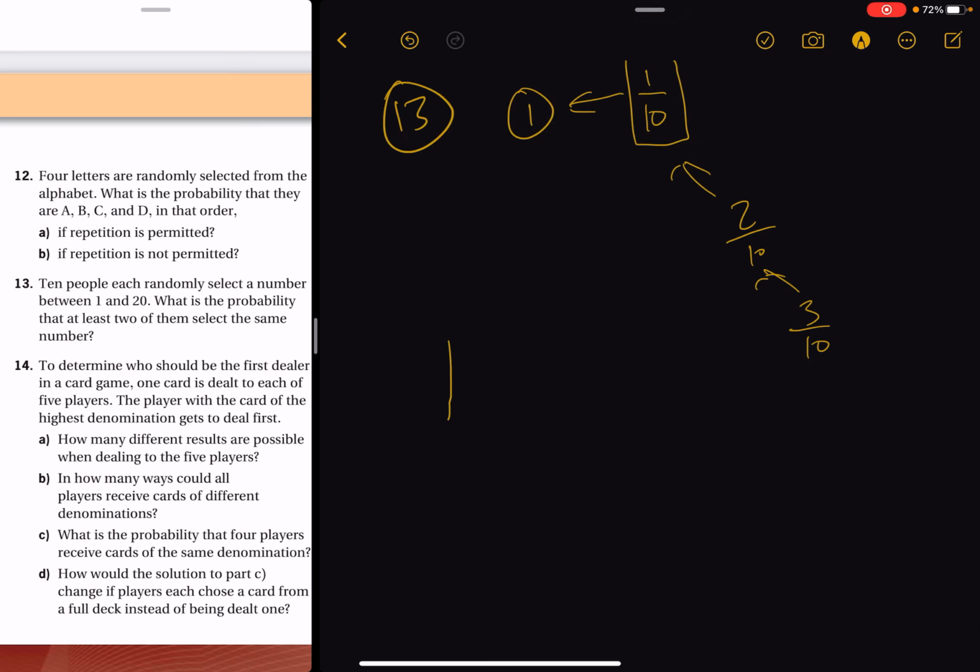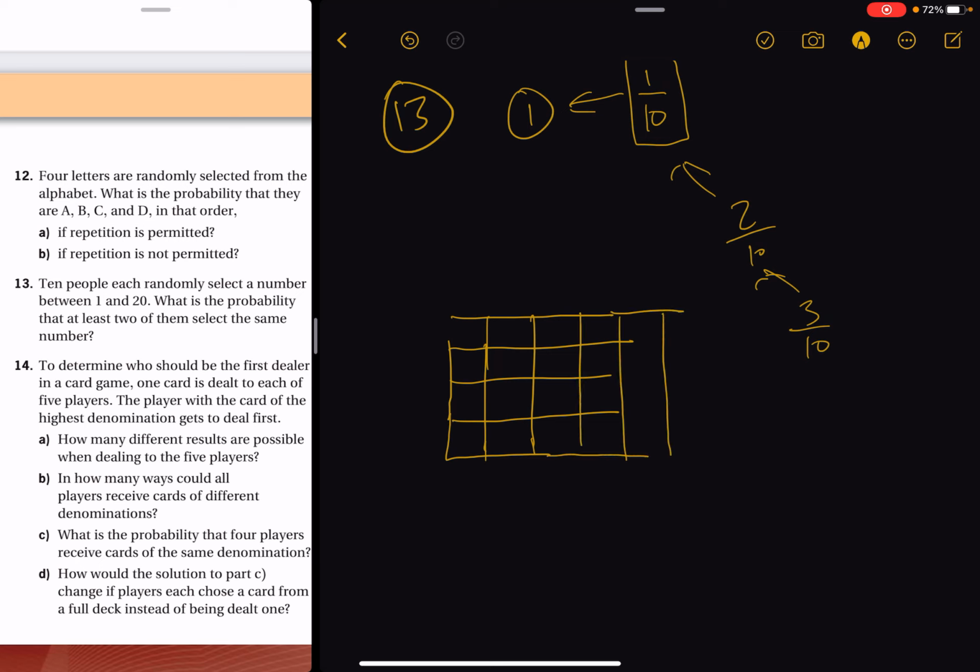So I have 20 numbers, right? Let's assume they all miss. So these are my numbers. There's 20 spots. One person selects a number. What's the probability that that person gets it? It's 1 out of 20. The next person, 1 out of 20. Person 2. Person 3, assuming that they don't match.